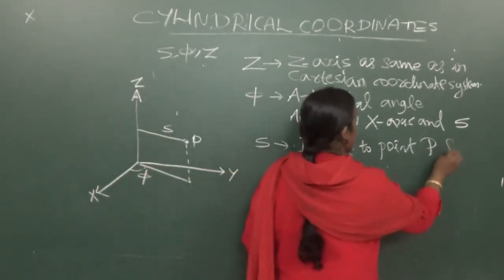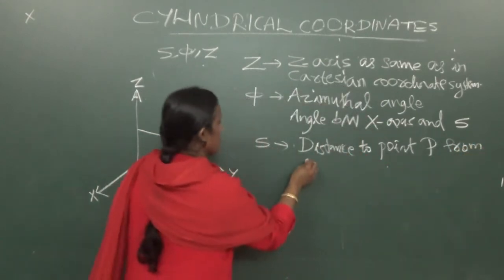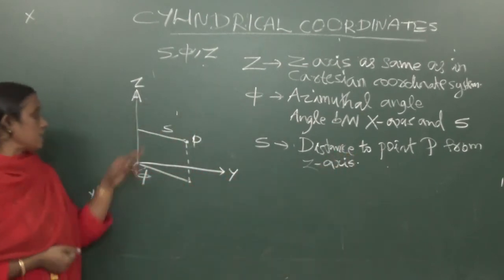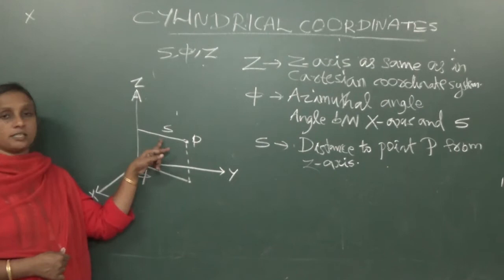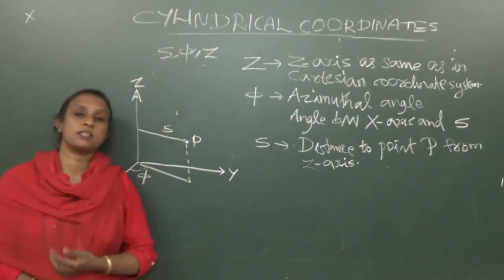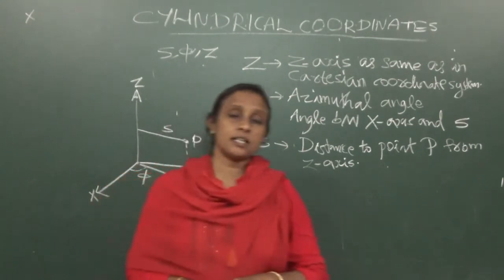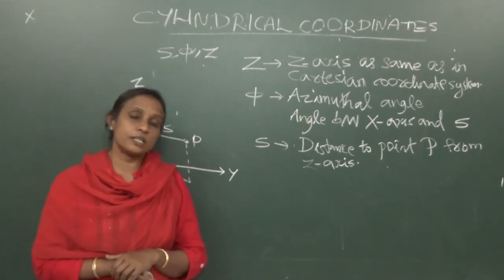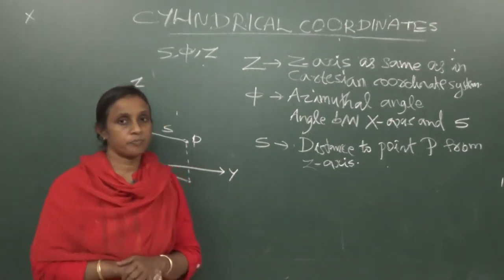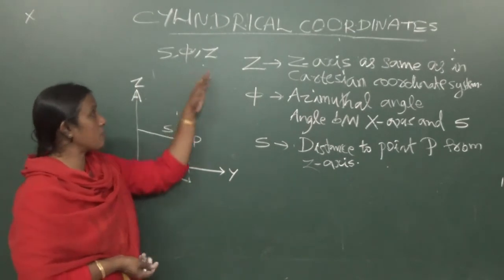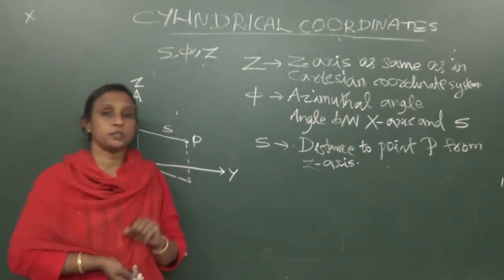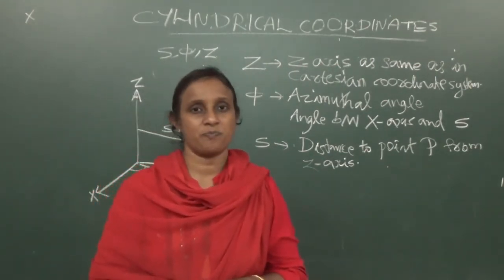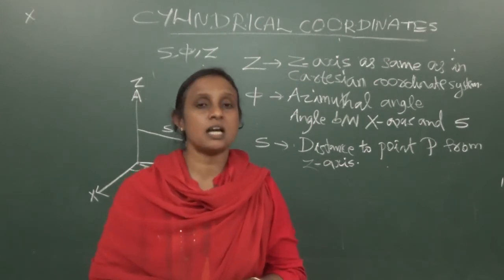The distance to point P from the z-axis, this is S. These are the three variables in the cylindrical coordinate system. As we learned earlier, this system is more useful when the system has cylindrical symmetry. So these are the main variables S, phi and Z. The coordinate system is an orthogonal curvilinear coordinate system.